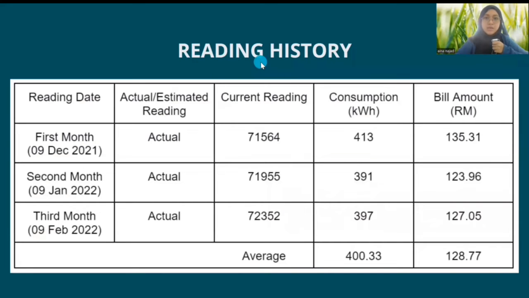So here is the reading history for 3 consecutive months of electric bills, which started from 9 December 2021 until 9 February 2022. Here are the readings of electric consumption and bill amount for each month. It gives the average bill amount of RM128.77 with the electric consumption of 400.33 kilowatt hour. Even though there are 5 adults in the house, 3 out of 5 members went to work during the day, therefore less electric consumption.